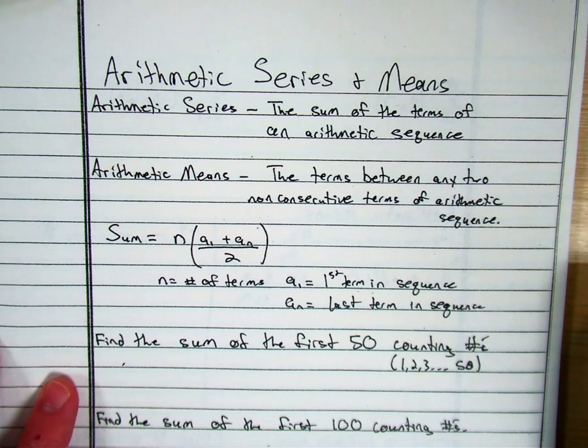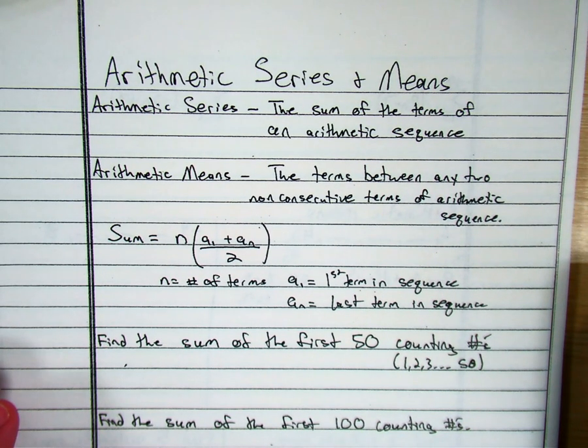So we just did an arithmetic sequence in 10A. Now we're going to do an arithmetic series. A series is the sum of all the terms in the sequence. And an arithmetic mean is the terms between any two non-consecutive terms of an arithmetic sequence. If you're going to be skipping some terms and you have to fill in the blanks, that's the arithmetic means.